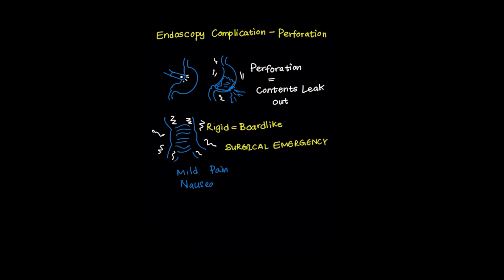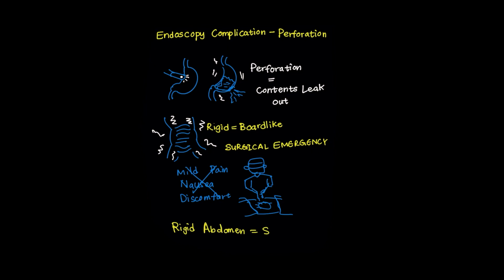Mild throat discomfort and temporary hoarseness are expected from scope passage. Slight bloating from air insufflation is normal, but a rigid abdomen means perforation has occurred, requiring emergency surgery to repair the hole and wash out the peritoneal cavity.